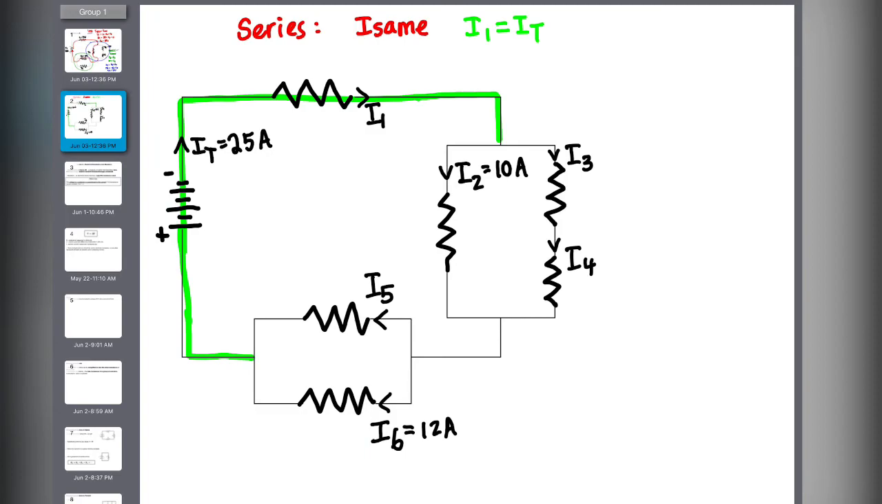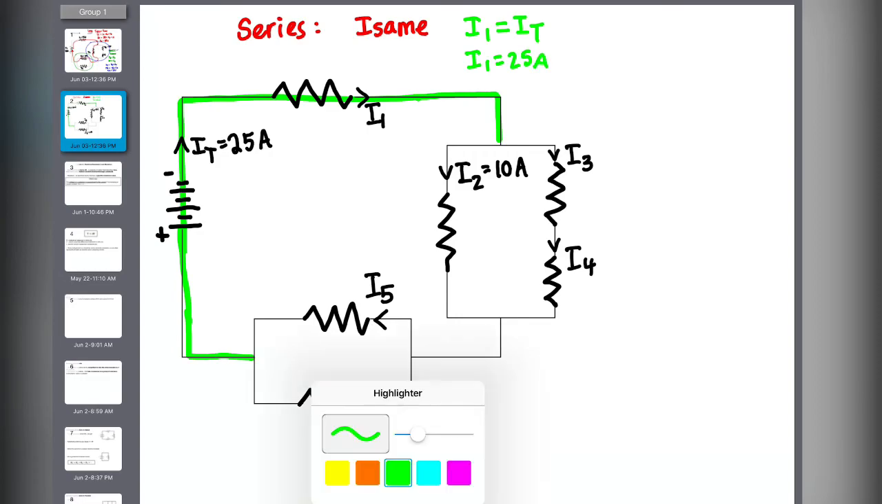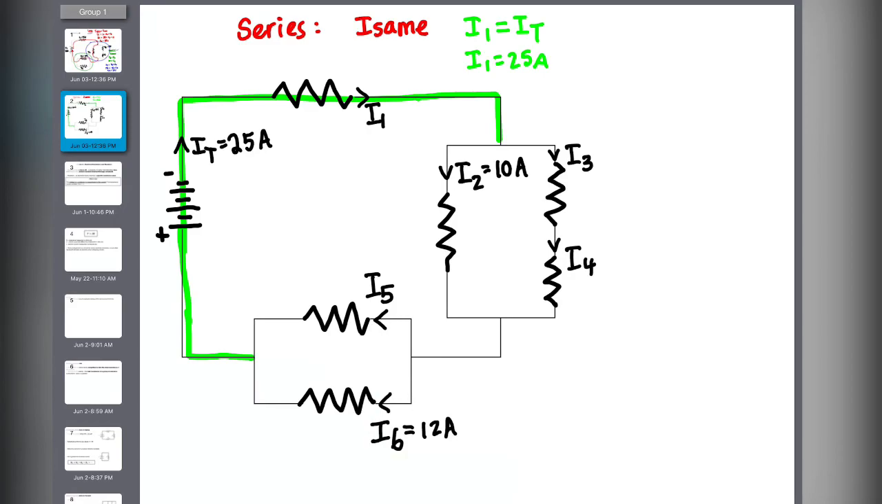So I know that IT is 25. That means I1 is also 25 amps. Okay, so I found that. But there is actually another one that are in series with each other, which are these two. There's still one path. I know that there's a split right here. We're going to talk about that in a minute.